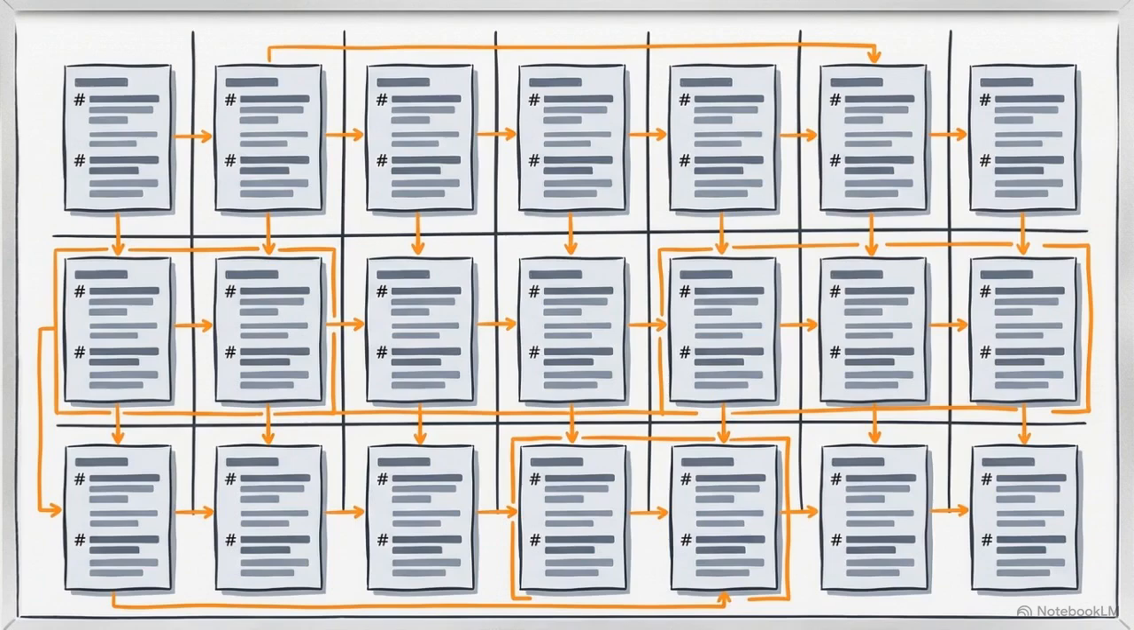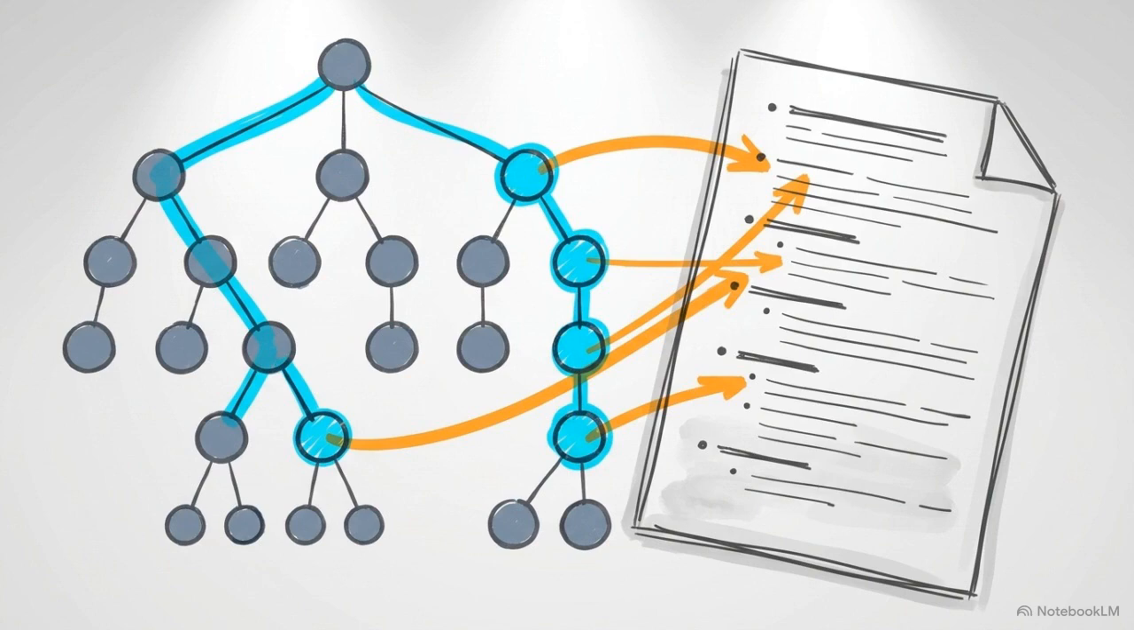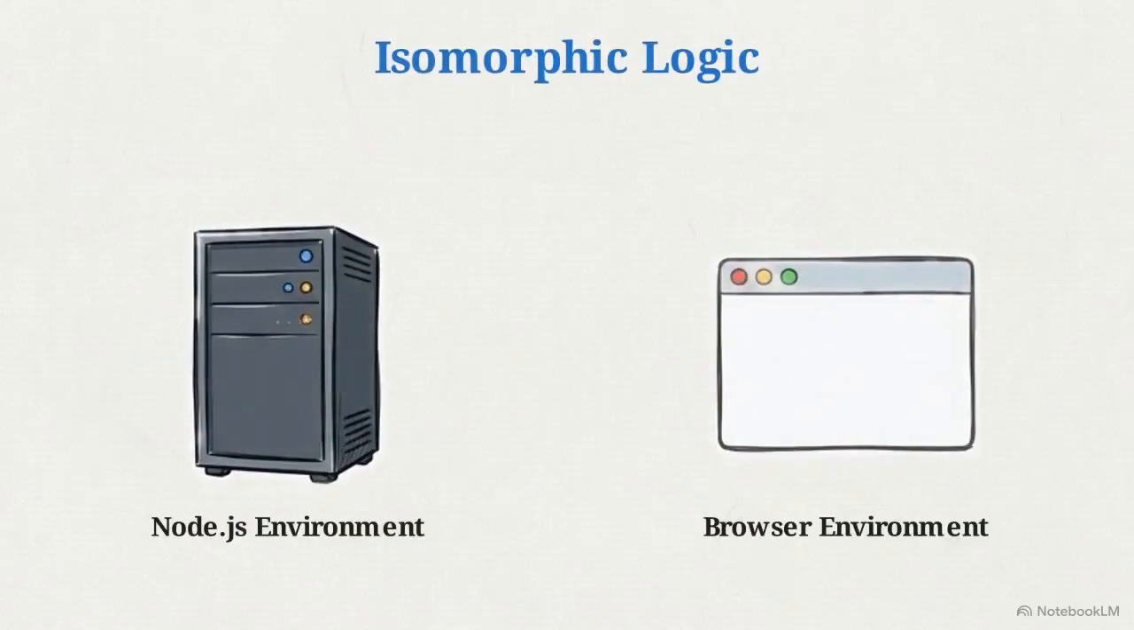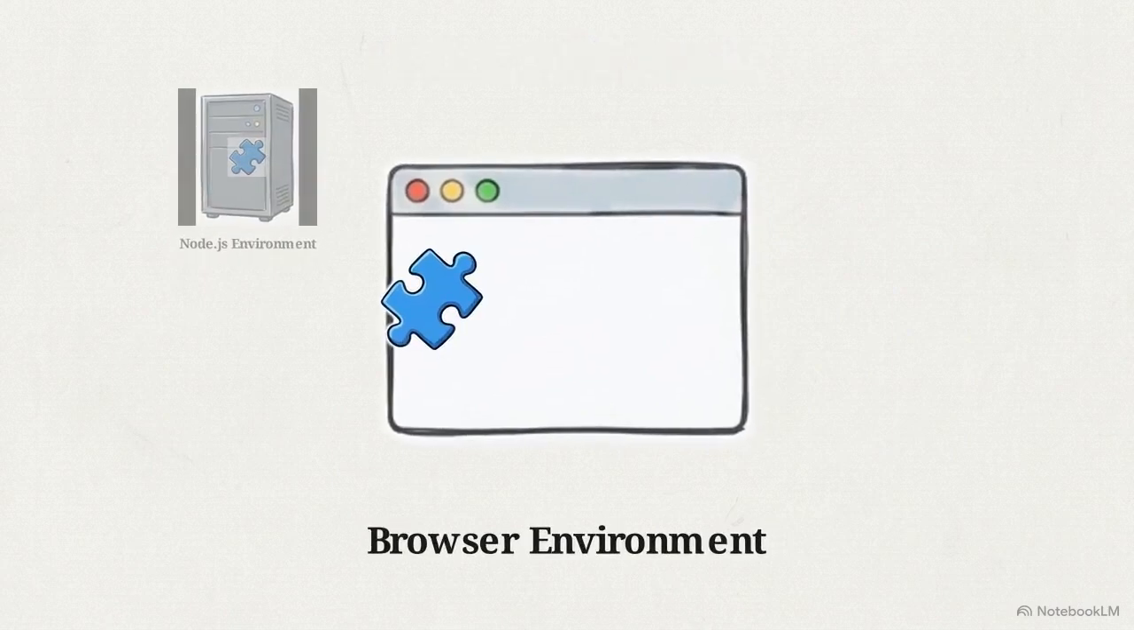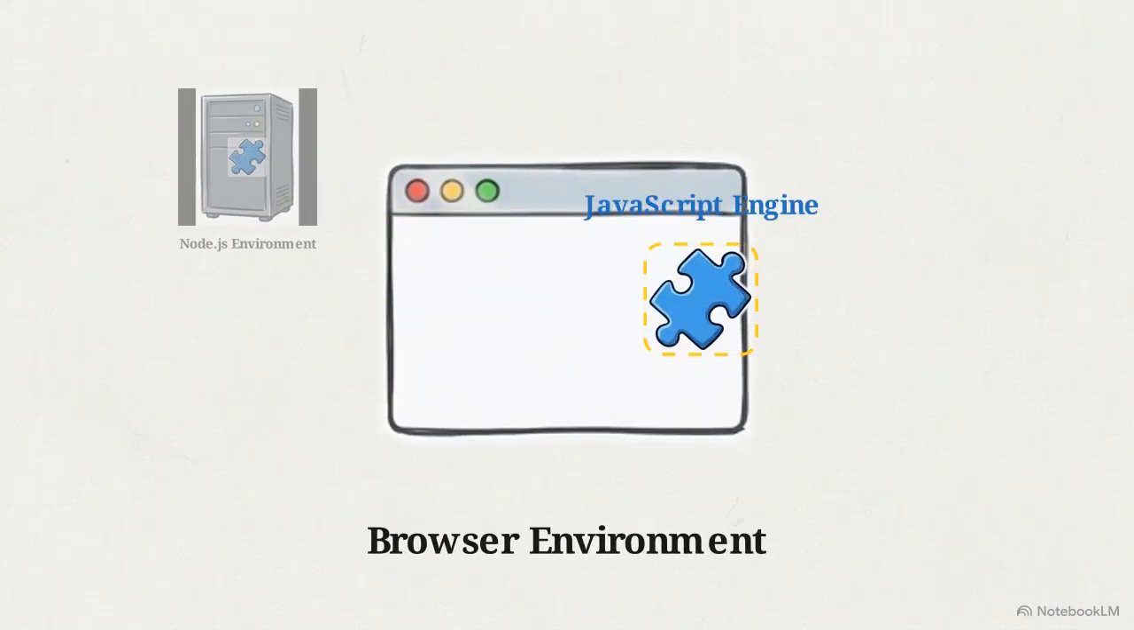Once the raw text is formatted and validated, the client-side application has to compile it. To read the document structure, we implement the Unified JS ecosystem. Unified JS provides isomorphic parsers. Because the logic is written in JavaScript, the exact same parsing engines that typically run on a Node.js server run flawlessly right inside the browser's JavaScript engine.